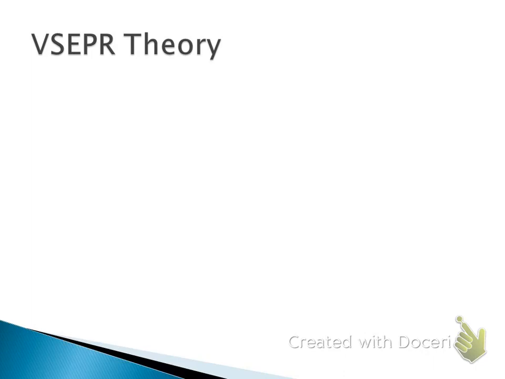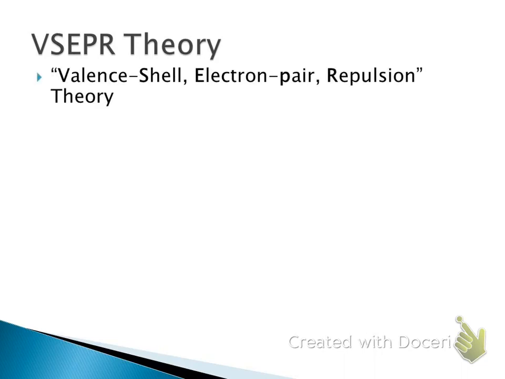This set of rules, I call it Vesper theory. I know that's not really what the abbreviation is spelled like, but that's kind of what I call it. So Vesper theory, VSEPR. It stands for Valence-Shell, Electron-pair, Repulsion theory. So that term you need to be familiar with. And I'm going to break down what that means here in just a second.